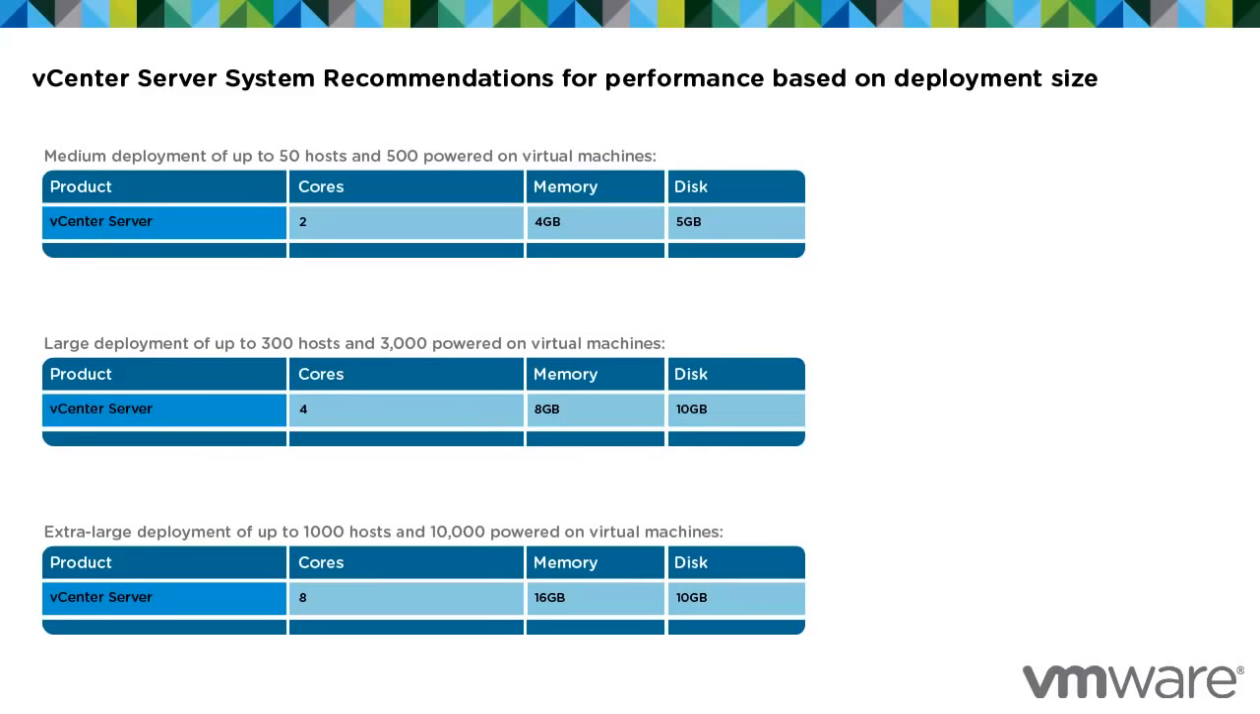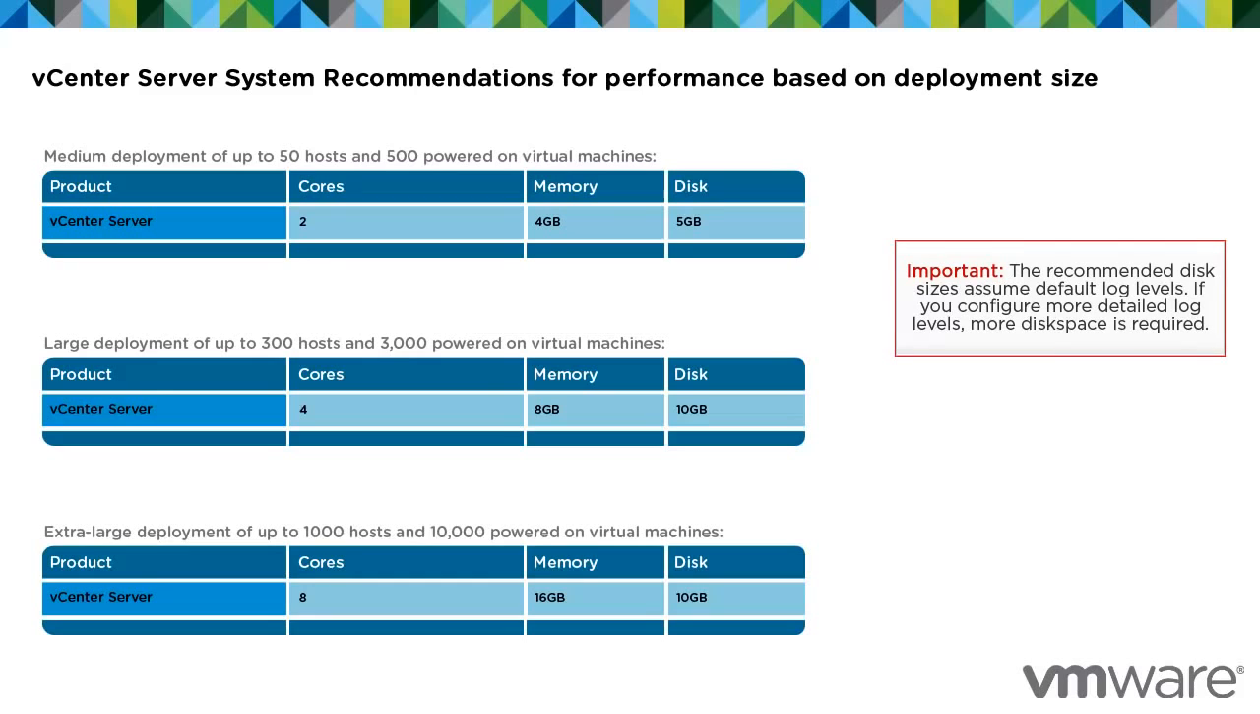The number of hosts and powered-on virtual machines in your environment affect the performance. The following section provides the system requirements as minimum guidelines for reasonable performance. Processing requirements are listed in terms of hardware CPU cores. Only physical cores are counted. In hyper-threaded systems, logical CPUs do not count as separate cores. It's important to note that recommended disk sizes assume default log levels. If you configure more detailed log levels, more disk space is required.